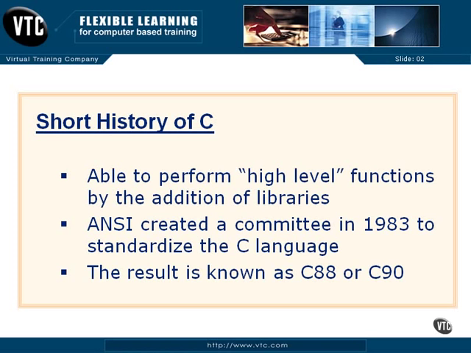More and more government work being done in C required that there had to be a C standard to get the government contracts. So ANSI created a committee in 1983 whose whole goal was to standardize the C language. Well, they worked on that for quite a while, and the result was finally achieved in 1988, and that resulting ANSI C standard is known as C88.